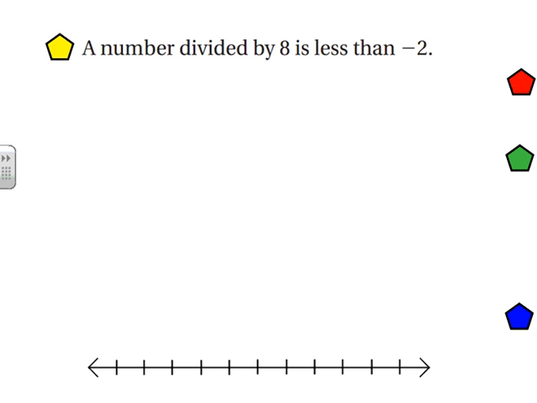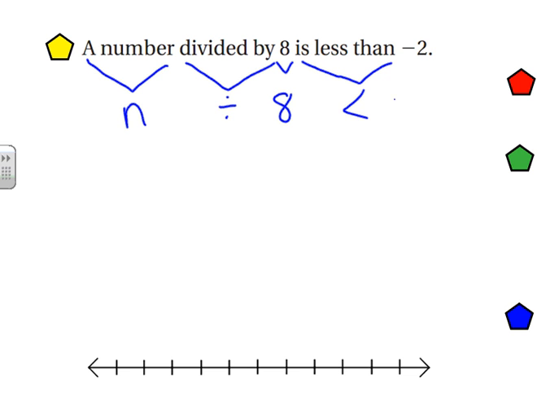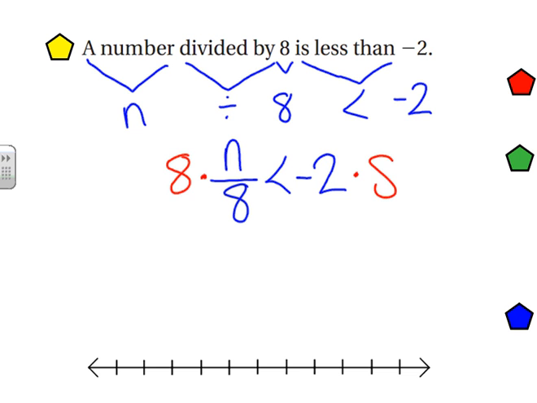Okay, next, a number divided by 8 is less than negative 2. So a number divided by 8 is less than negative 2. So again, I could write that n divided by 8 using the fraction bar is less than negative 2. Okay, on each side, multiply by 8, multiply by 8.